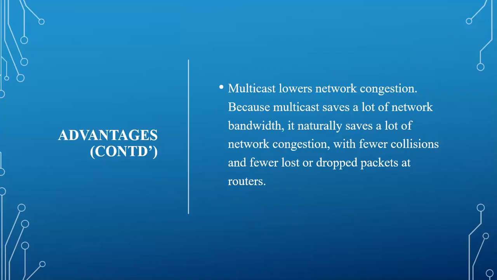Multicast lowers network congestion. Because multicast saves a lot of network bandwidth, it naturally saves a lot of network congestion, with fewer collisions and fewer lost or dropped packets at routers.